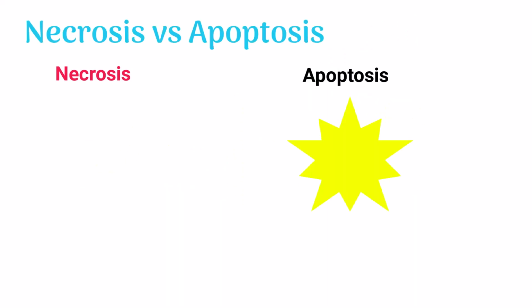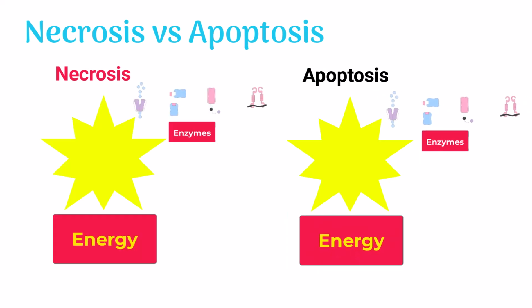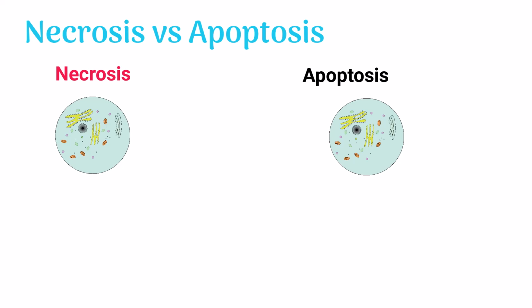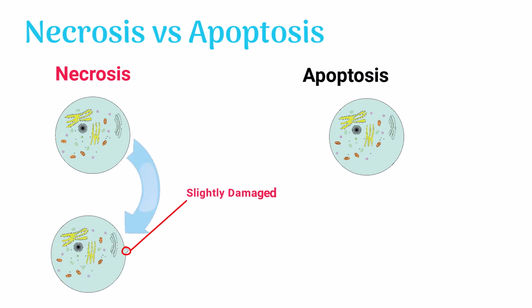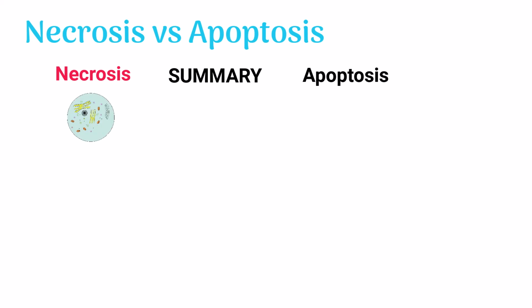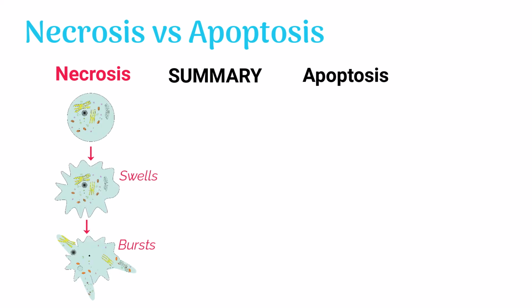Apoptosis is an active process and needs energy and certain enzymes, while necrosis is a passive process. It can happen at any time and does not need energy and enzymes. In necrosis, if the cell is slightly damaged, it could get repaired, but in apoptosis, once it starts, the cell could never get repaired.